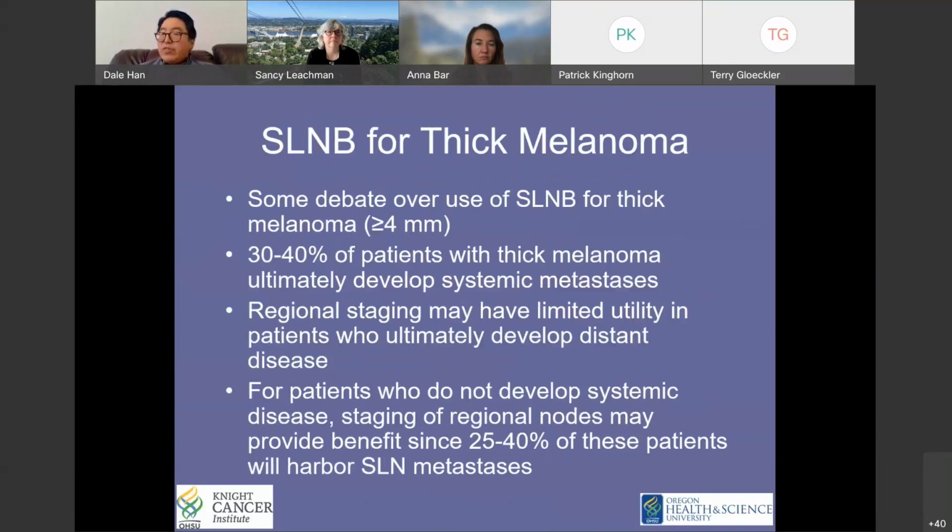So how about patients with thicker melanomas, over 4 millimeters in thickness, what we call thick melanomas? Well, there's a little bit of debate about using sentinel node biopsy in this population because about 30 to 40% of these patients will ultimately develop disease elsewhere in the body. So finding out if there's melanoma in the lymph nodes may have some limited utility in this population. But a certain subset of patients with these high-risk melanomas will still only harbor disease in these lymph nodes. So doing a sentinel node biopsy may actually be beneficial in these patients.